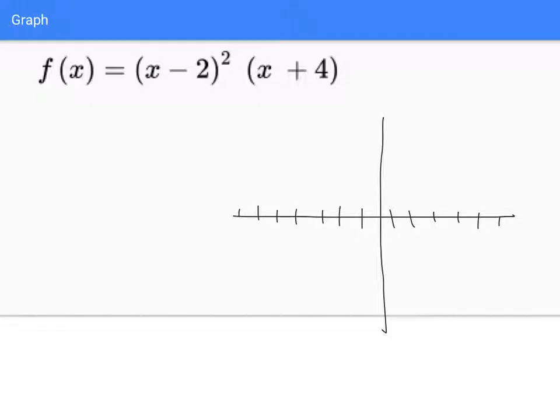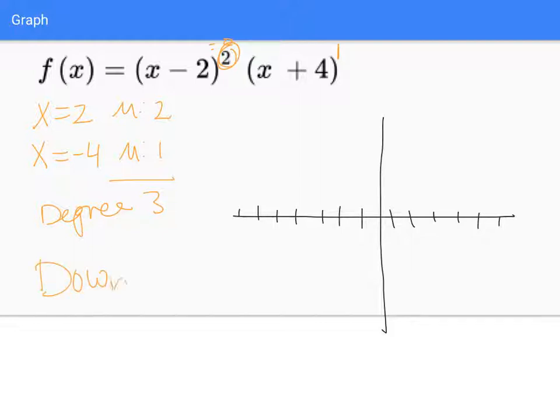Here I'm asking you to graph. So the first thing we're going to do is find my zeros. So I have x is equal to 2. I'd set this equal to 0 and solve: x equal to 2 with a multiplicity of 2, because it's happening 2 times. I have x is equal to negative 4, and since there's no number there, that happens 1 time. Remember, if there's no number, that's a 1. So now I'm looking for my degree. My degree here would be 3. So now I'm thinking if my degree is odd, then this would be down, up.